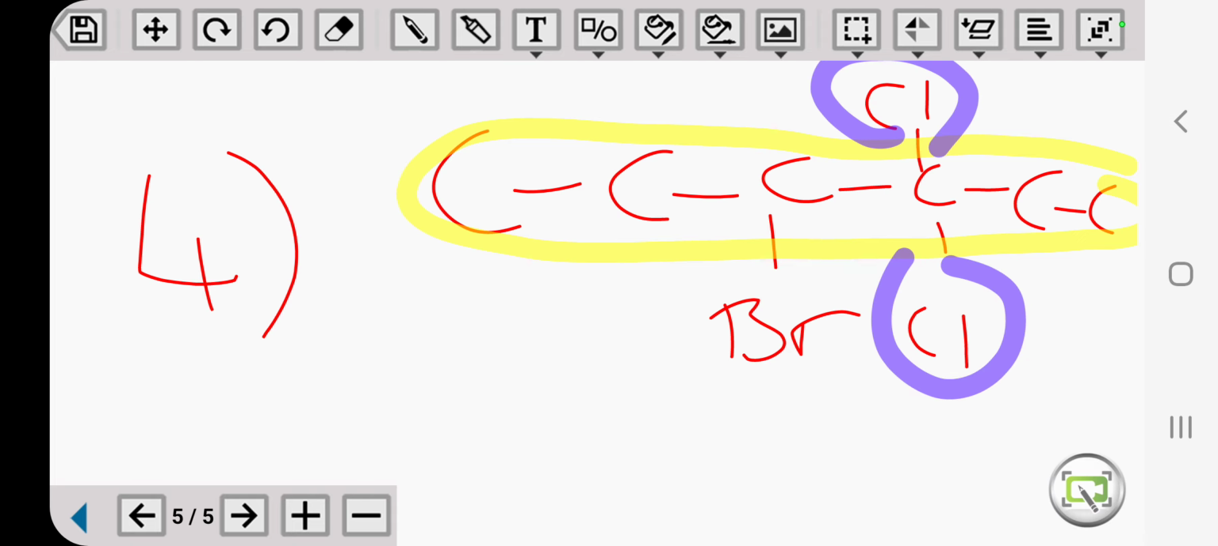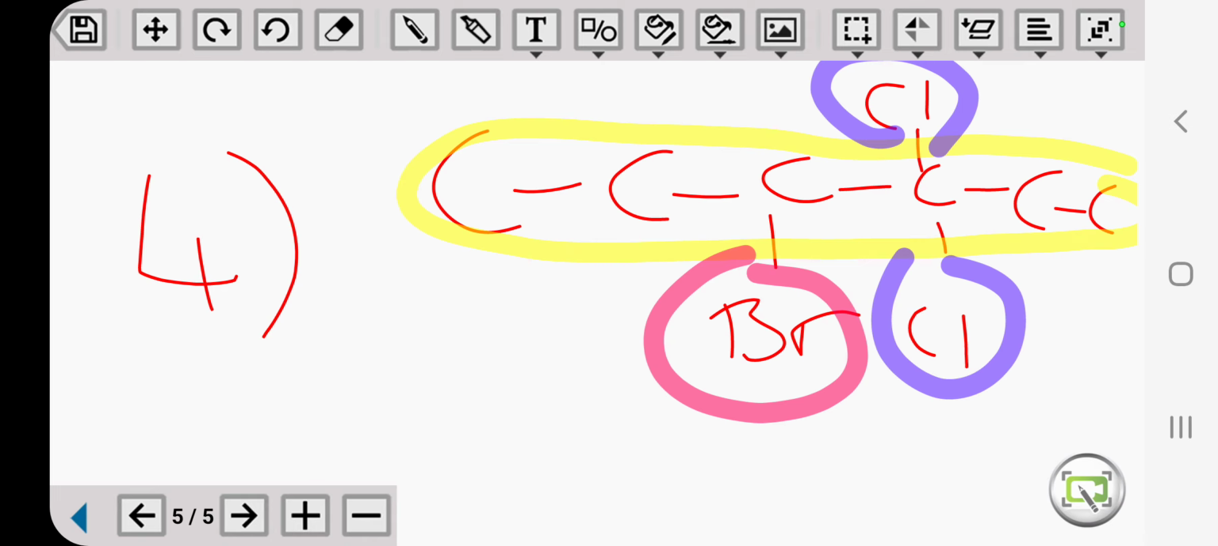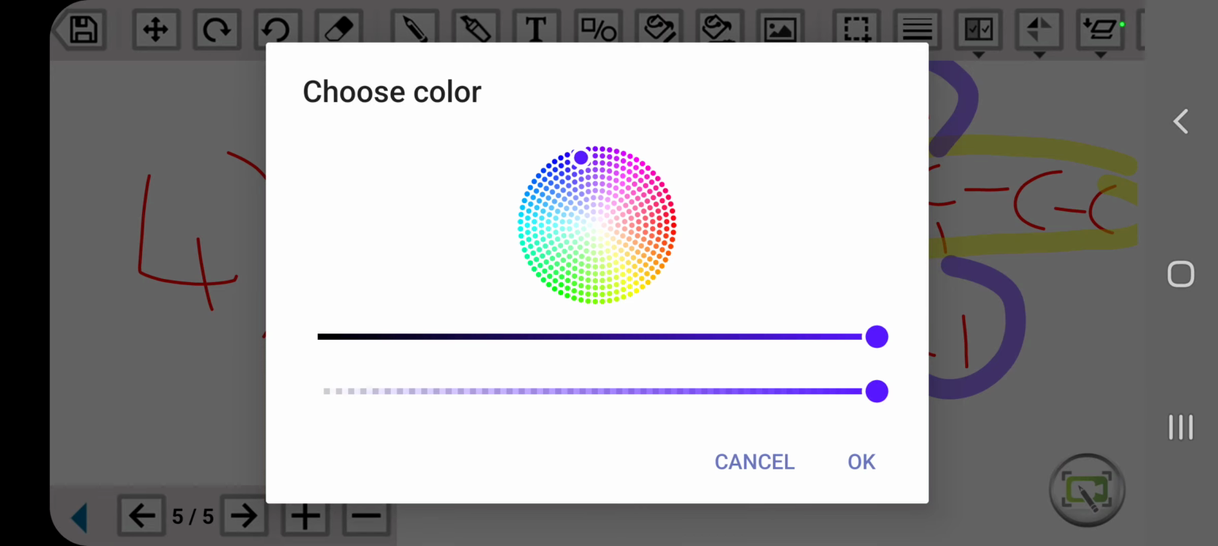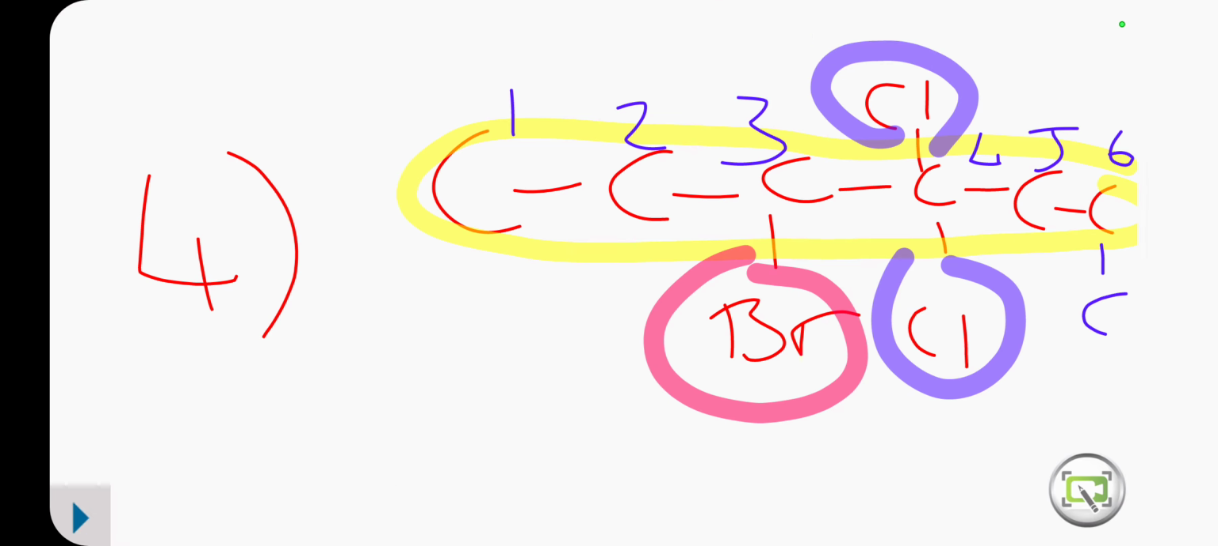We have 2 chlorines, and we have a bromine. Now let's start numbering at the side where the most is happening. And that will be on the right hand side. Oh, wait a minute. That will be on the left hand side. 1, 2, 3, 4, 5, 6. There was meant to be another carbon here, therefore it is 7.